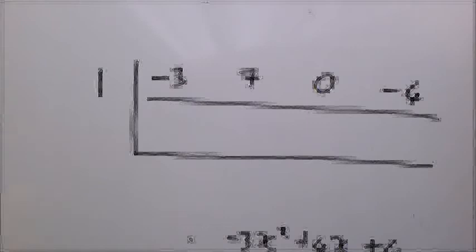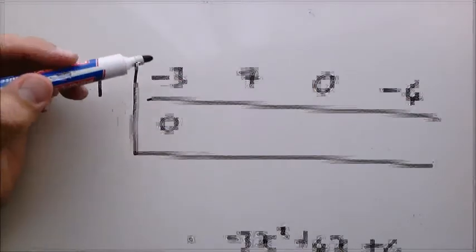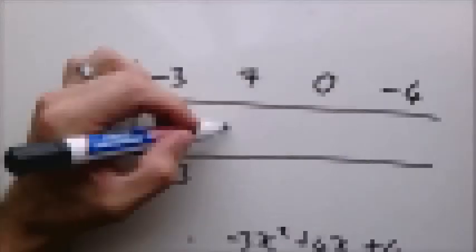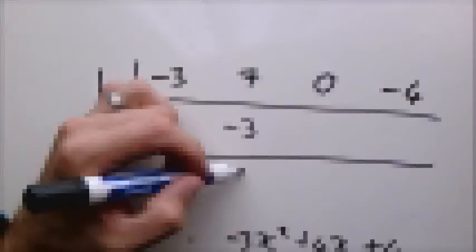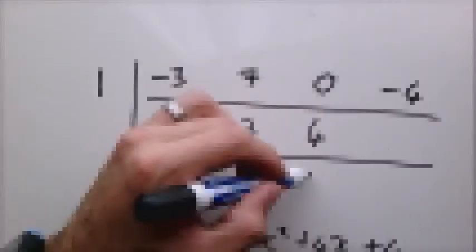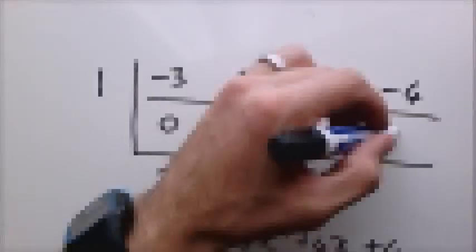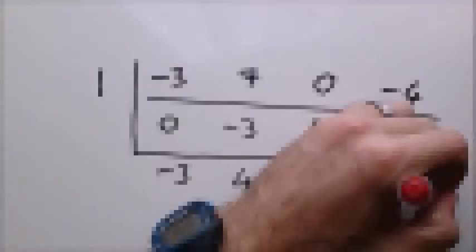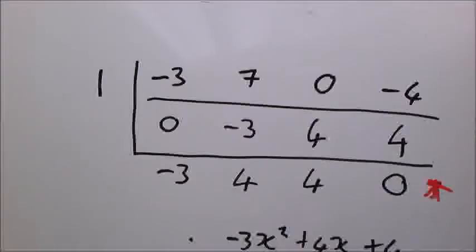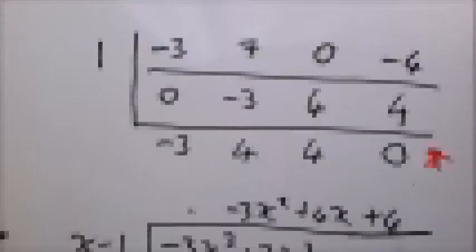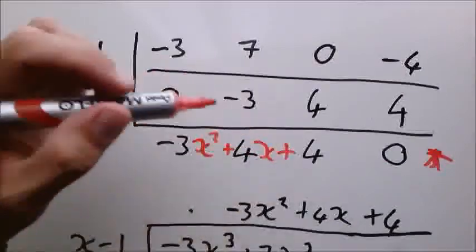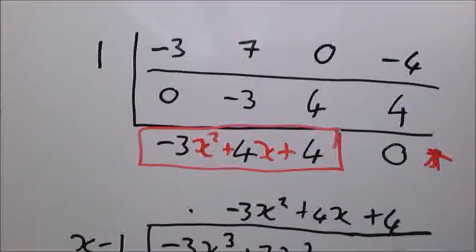Okay, let's start. First step, write down the 0. Negative 3 plus 0 is negative 3. 1 times negative 3 is negative 3. 7 plus a negative 3 is 4. 1 times 4 is 4. 0 plus 4 is 4. 1 times 4 is 4. Yet again, negative 4 plus 4 is 0. Let's check: is it a factor? Yes, because of the 0. Therefore, our final expression is negative 3x squared plus 4x plus 4. And you can see how quickly that was.